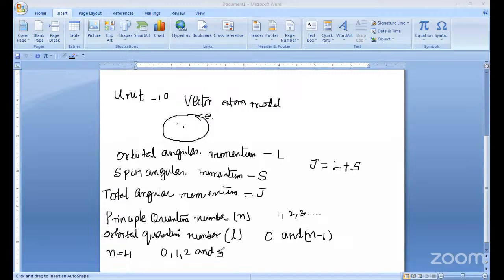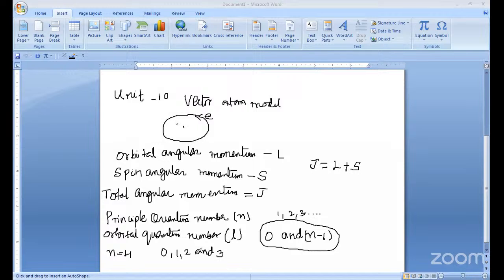All these four values it takes because the orbital quantum number l takes values between 0 and n minus 1. So as we have taken one example, if n is equal to 4, it takes the values 0, 1, 2, and 3.